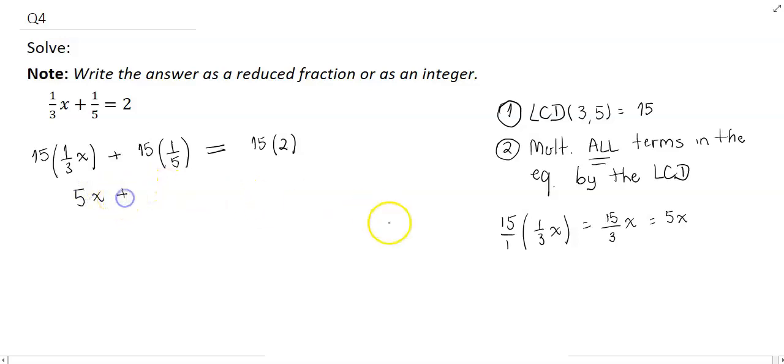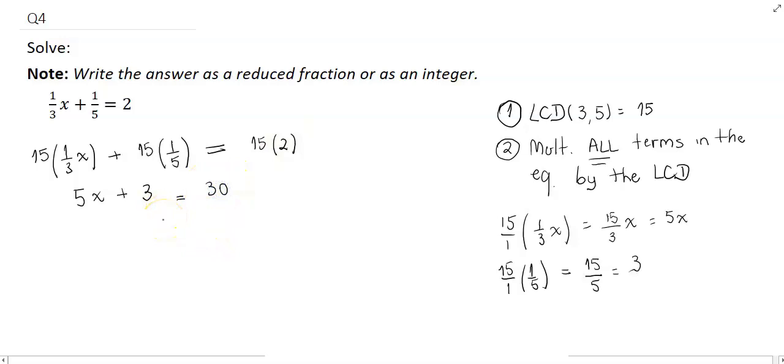Plus, what is 15 times 1/5? Again, whole number, denominator is 1. I multiply numerators and I multiply the denominators. Try to reduce and this became a 3. So this is 3. And 15 times 2 is a 30.